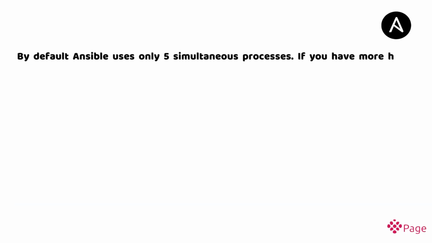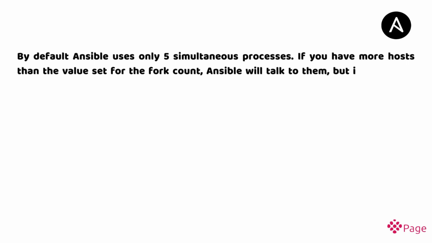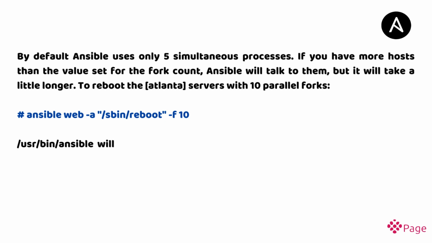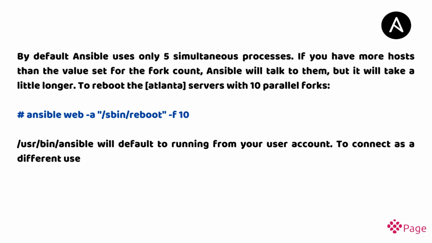By default, Ansible uses only 5 simultaneous processes. If you have more hosts than the value set for the fork count, Ansible will talk to them, but it will take a little longer. To reboot the Atlanta servers with 10 parallel forks, ansible web -a /sbin/reboot -f 10. Ansible will default to running from your user account. To connect as a different user, ansible web -a /sbin/reboot -f 10 -u username.